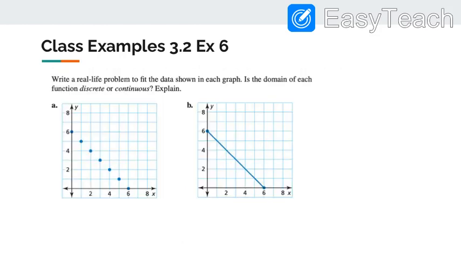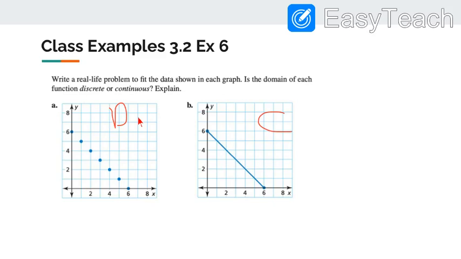Alright, last 2. So if you have to write real-life problems, now you're given a graph and you have to write them. So let's first decide discrete or continuous. So the one on the left is our discrete one, and the one on the right is our continuous one. Again, given by the fact that these are just points and these are lines.